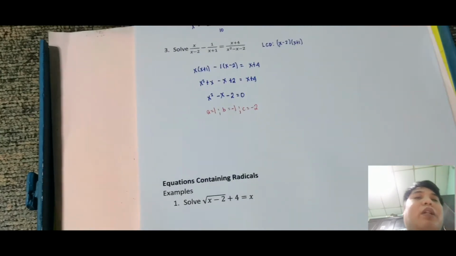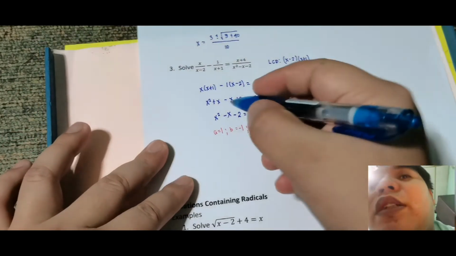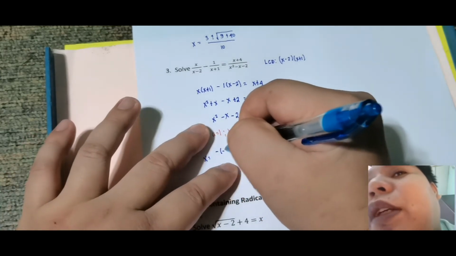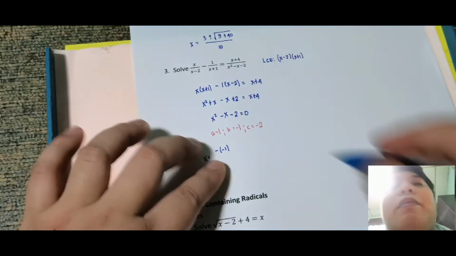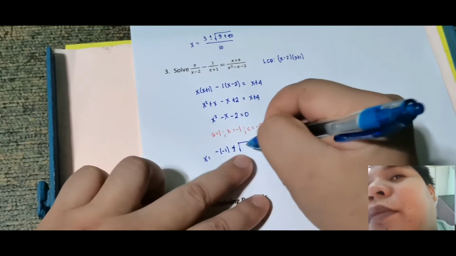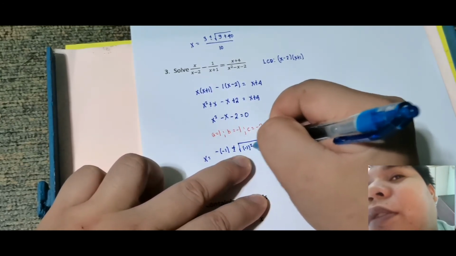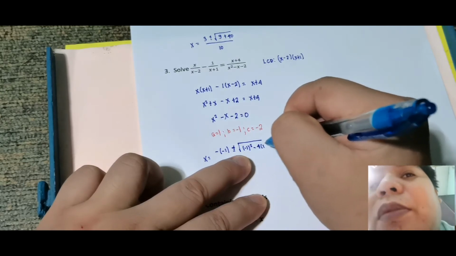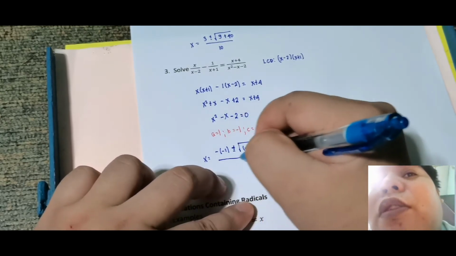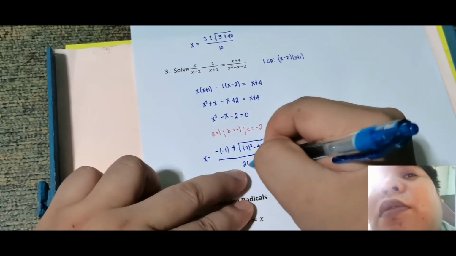Okay, but you can do it like this. What I'll do is plug them in directly. So this is x is equal to negative of negative 1, that's the B, plus or minus the square root of negative 1 squared minus 4 times 1 times negative 2, all over 2 times 1.